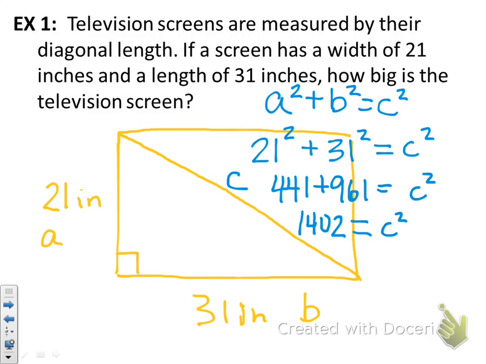And this is a review from what we've talked about even in the first section. If we want to solve for c, we need to take the square root of both sides. So the square root of c squared is c, and the square root of 1,402 is 37.44 rounded to the nearest hundredth. So we would say 37.44, and we are talking about inches here, so be careful when you do this. Make sure you describe it in inches. Okay, let's move on to the next one.